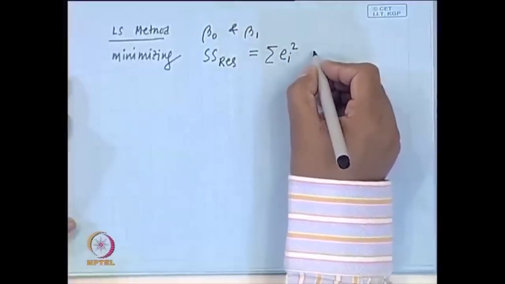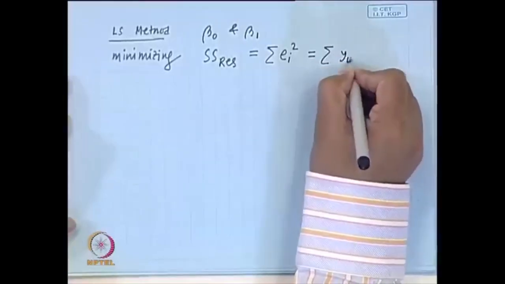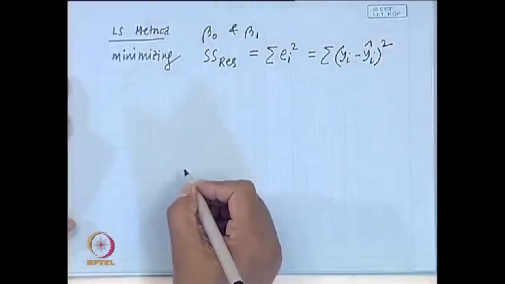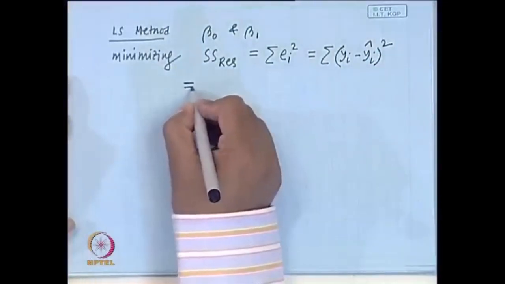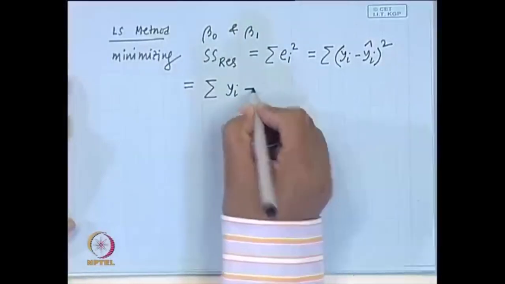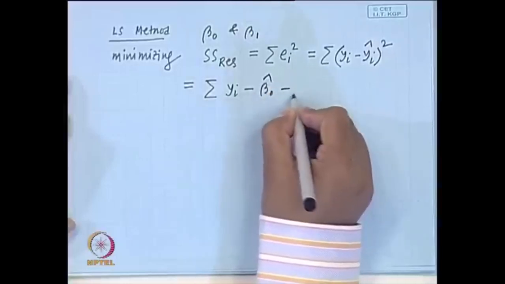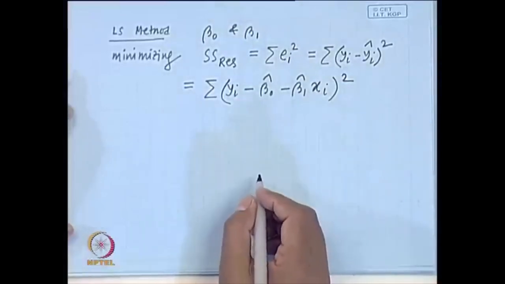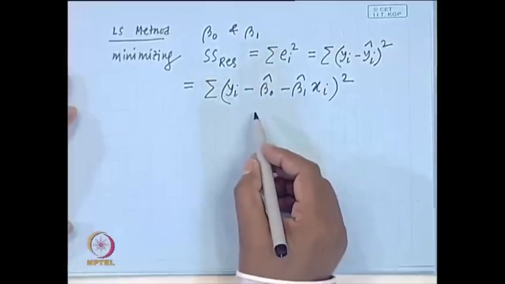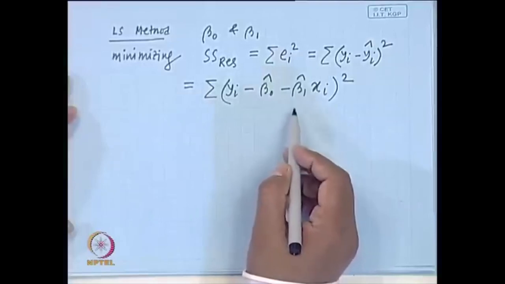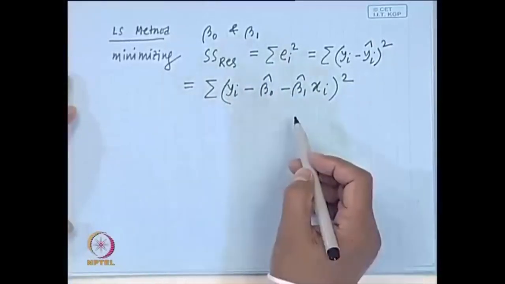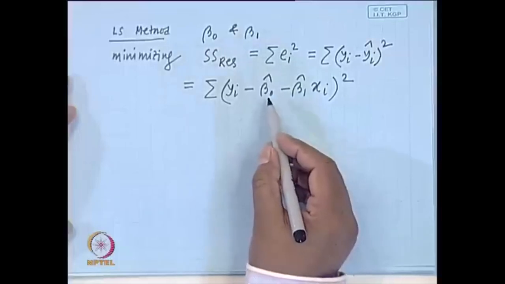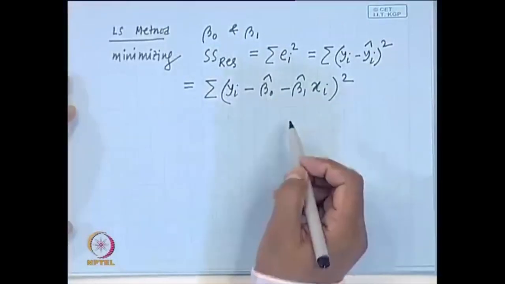This is basically equal to the summation of (y_i minus y_i hat) squared, and this is equal to the summation of (y_i minus beta naught hat minus beta 1 hat x_i) squared. So the least square method determines the parameters beta naught hat and beta 1 hat by minimizing this quantity. We differentiate the residual sum of squares with respect to beta naught hat, and we equate that with 0, and we get the first normal equation.